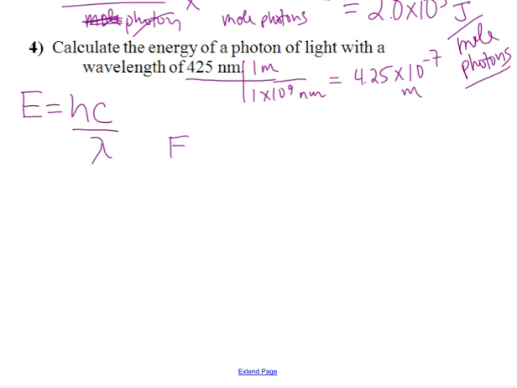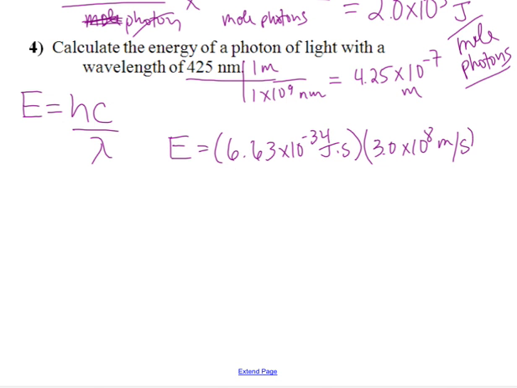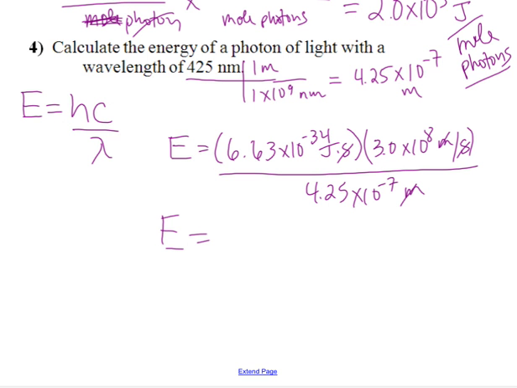We're calculating the energy. We have 6.63 times 10 to the negative 34th joule seconds, Planck's constant, times the speed of light of 3.0 times 10 to the 8 meters per second, divided by 4.25 times 10 to the negative 7th meters. Let's check out our units. Meters cancels. Seconds cancel. What are we left with? Joules. Is that a good unit to be left with when we're solving for energy? Yep. So to 3 sig figs, based on that wavelength we were given.